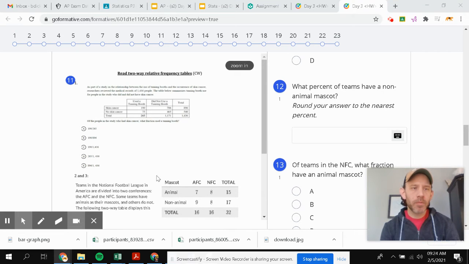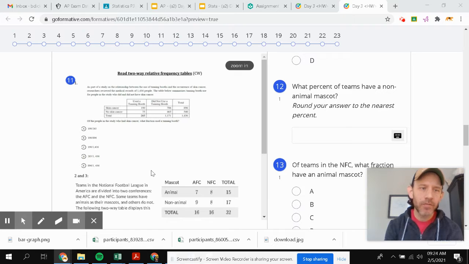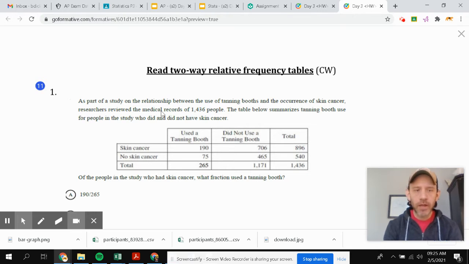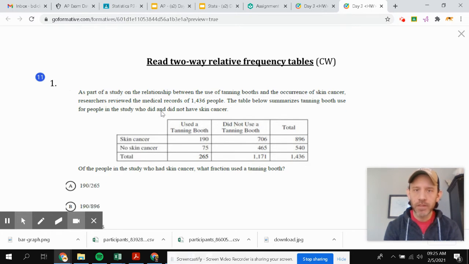Okay, class, we're going to talk about how to read two-way tables and get a fraction or a percentage out of it. So when we look at problems 11 through 13, we want to take a look at how the questions are worded and how that's going to tell me what to do.